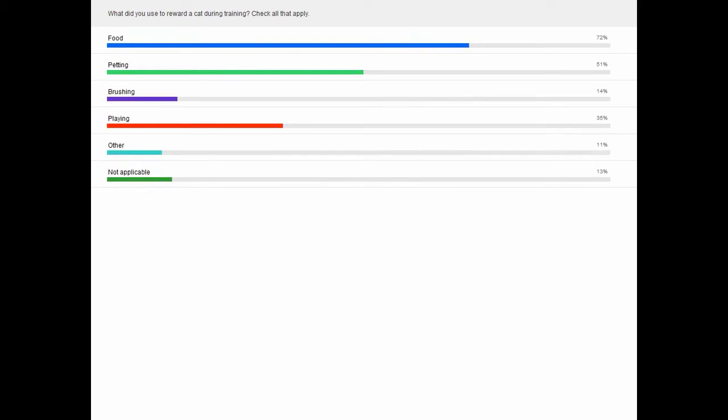Food, petting, brushing, playing, and other. Yes. Great. So looks like food, petting, and playing are the most popular rewards for cats, which is good because when we're looking at rewards, we want it to be inherently reinforcing, meaning it in and of itself has meaning that's positive to the cat, and I agree that these three certainly fit into that category. For some cats, brushing fits into that category, and for some cats, other things fit into that category. So this is great. This is a nice spread.